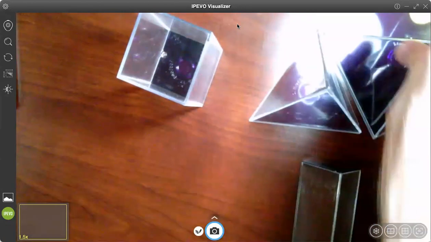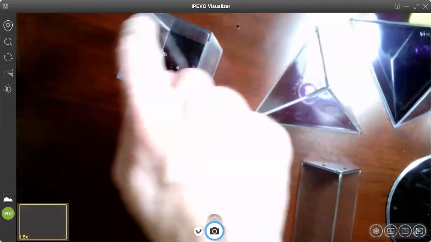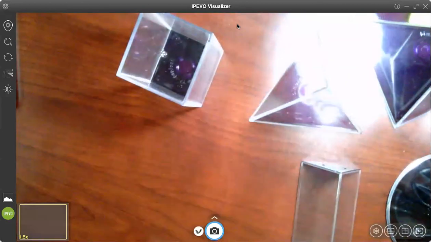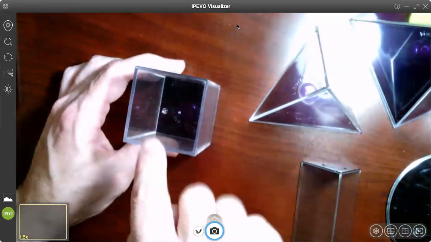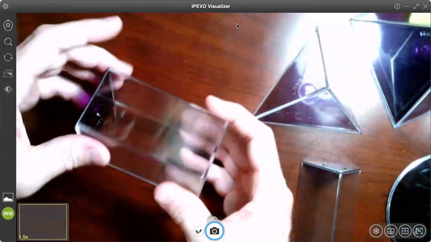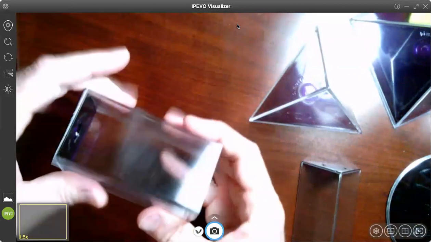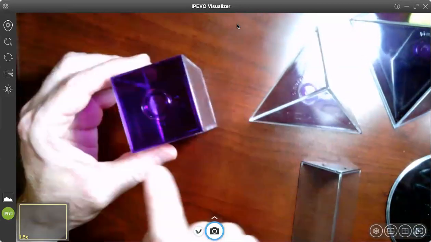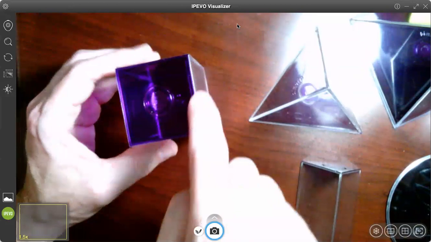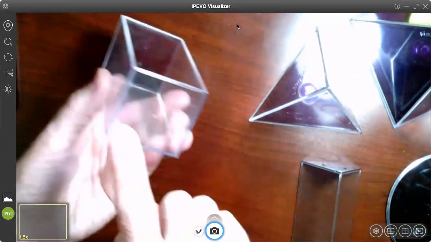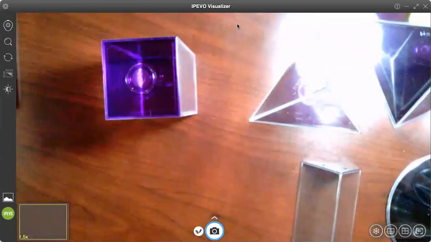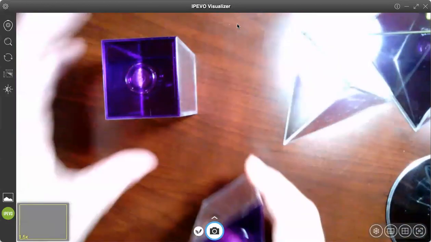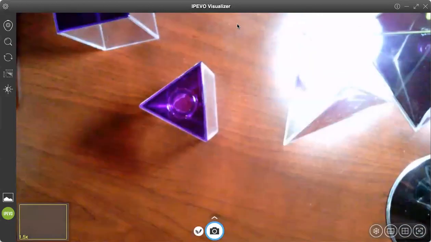The next thing we need to talk about are edges. How many edges does it have? All rectangular prisms have 12 edges. 1, 2, 3, 4, 5, 6, 7, 8, and then 9, 10, 11, 12. 4 edges on this base, 4 edges on this base, and then 4 edges around it. Rectangular prism, 12 edges. A triangular prism has 9 edges.